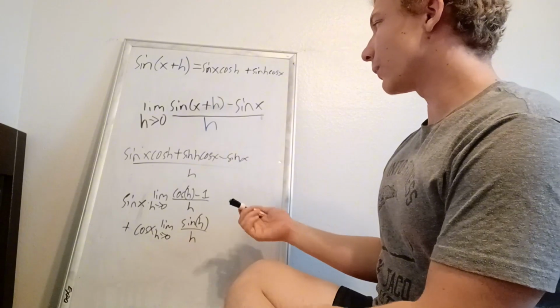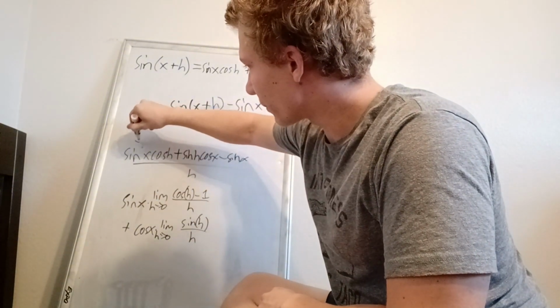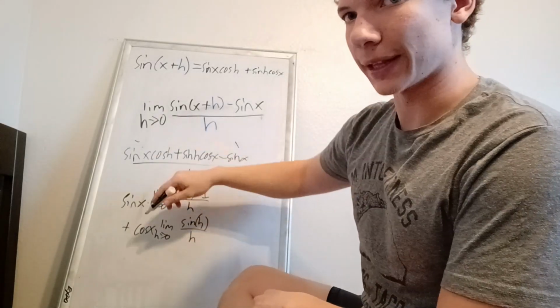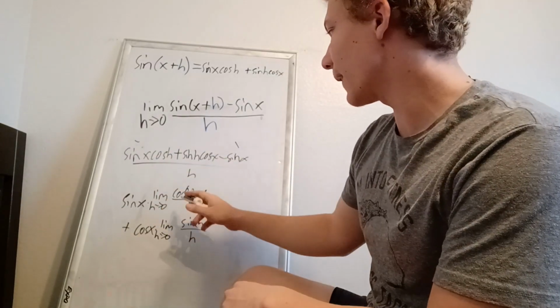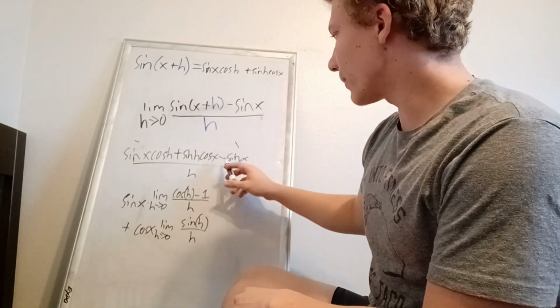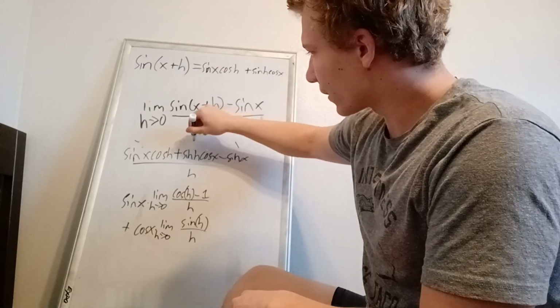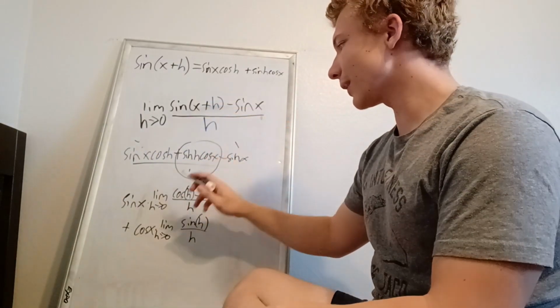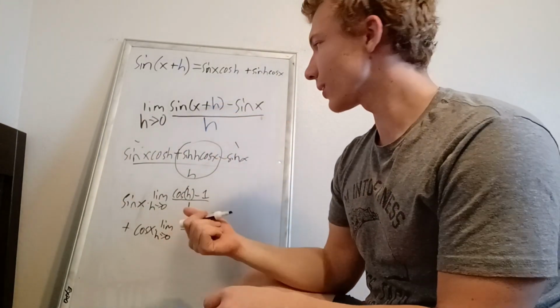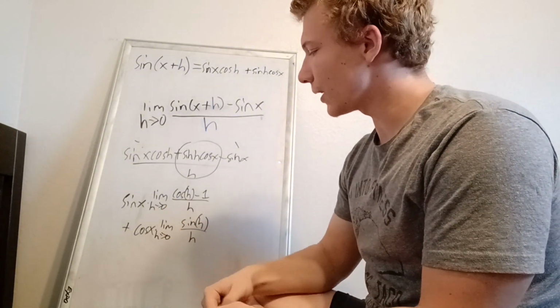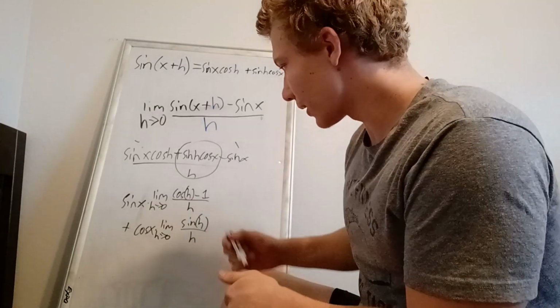Now what you get when you factor out a sine x from here and from here is sine x times, you take it out of the limit because there's no h's associated with that. You have the cosine h minus just 1 and then over h. And then what you're left with is this bit where you can take out the cosine x because it doesn't have an h outside the limit and you get this limit. The limit as h approaches 0 of sine h over h.